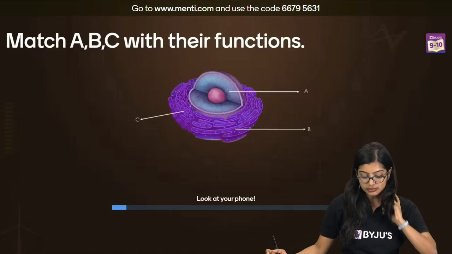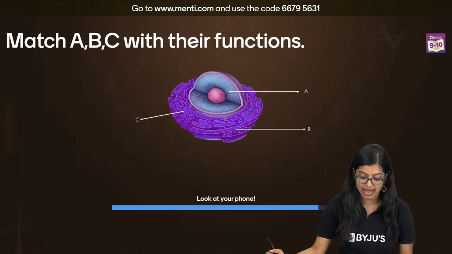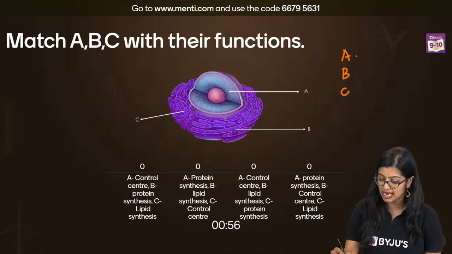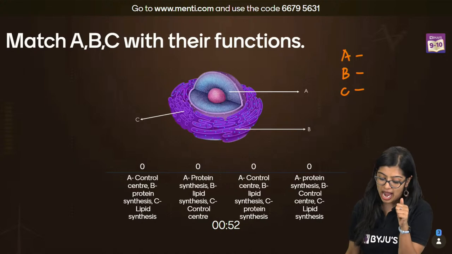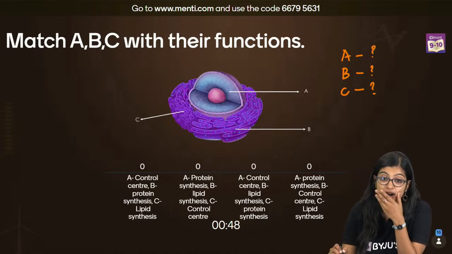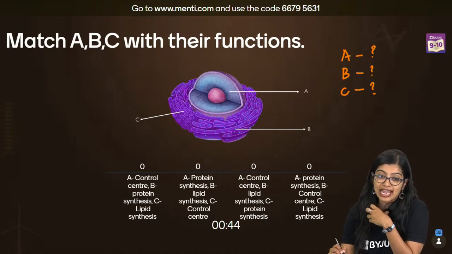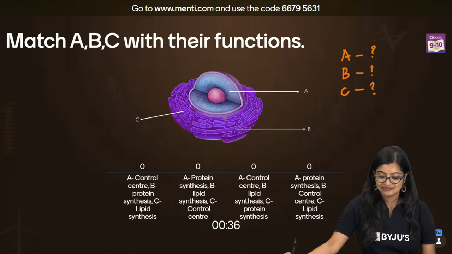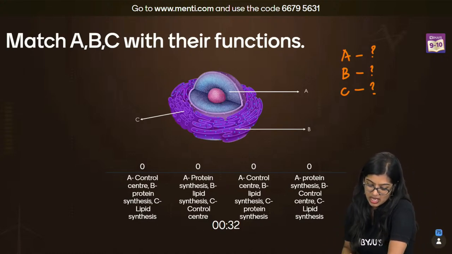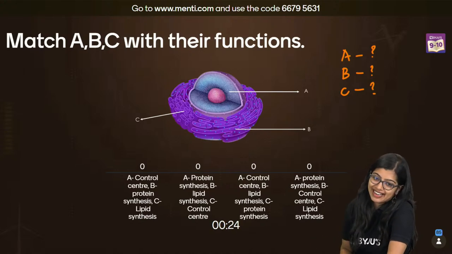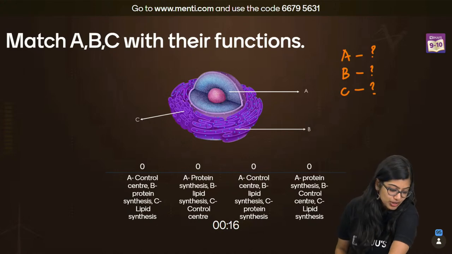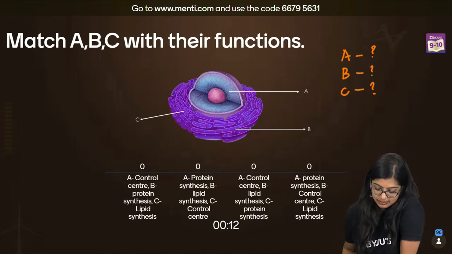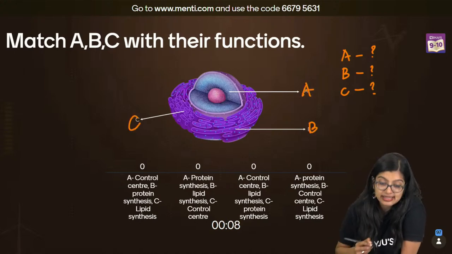46 on your screens. Now you have A, B, C which you need to match with their functions. You have option A, option B, and option C. Now two things you have to do: identify A, B, C, and then match the functions. All of you need to do that. Take your time for this question, no need to hurry with it. I can already see some mistakes coming my way. Lot of misleading answers. Guys, look at what is B and look at what is C. You have not paid attention to the question. This is A, this is B, this is C.